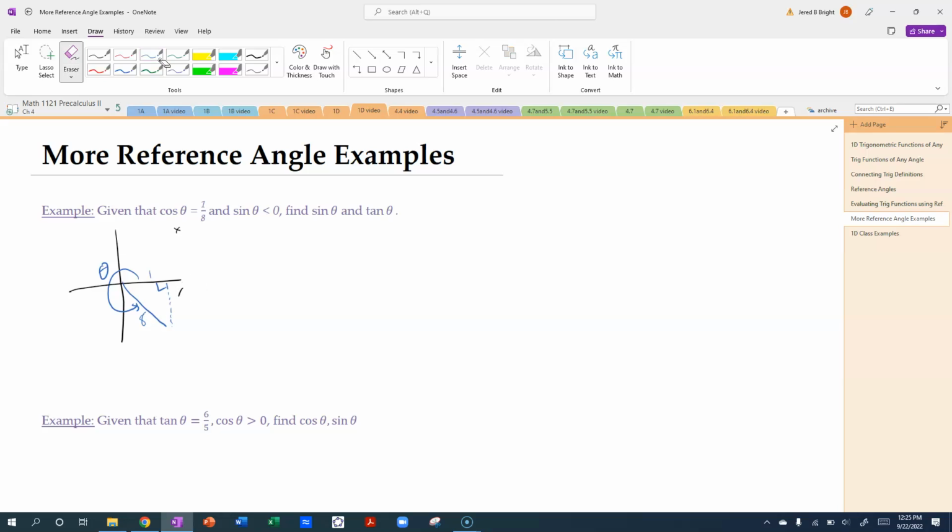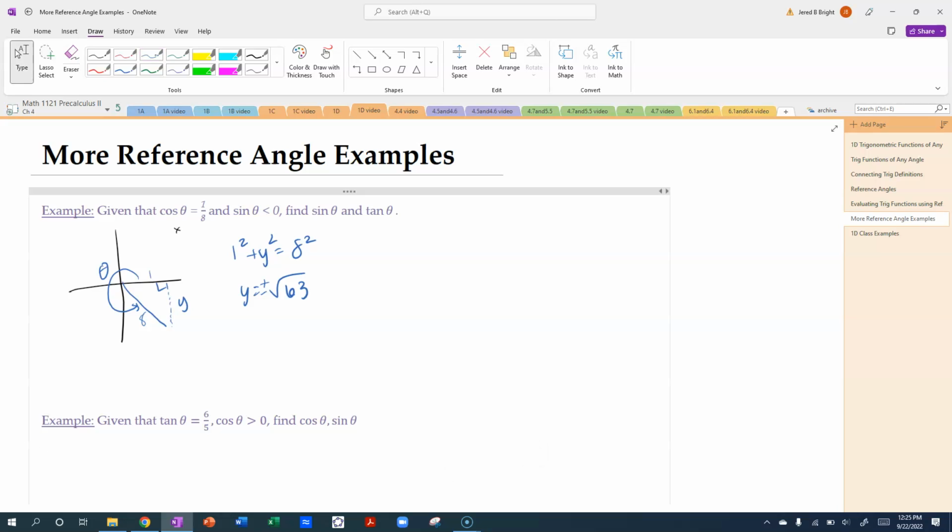Okay, so then to figure out the vertical side, I would do the Pythagorean theorem, 1 squared plus y squared is equal to 8 squared. Okay, y is equal to square root of 63. You can simplify that for sure if you want. And technically it's plus and minus, right? As a triangle, it would be positive. Since we're overlaid into a coordinate system, I'm going to go with the negative because we are in the values where y is negative.